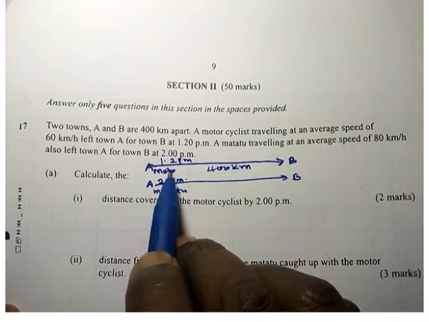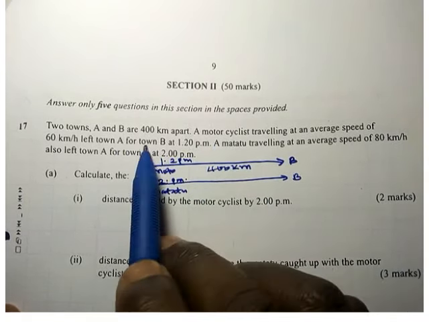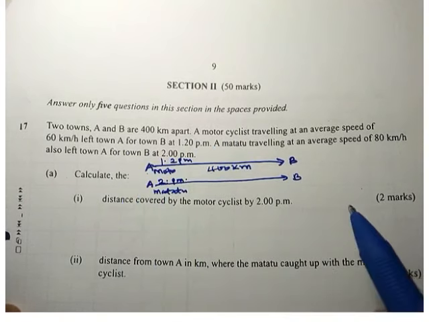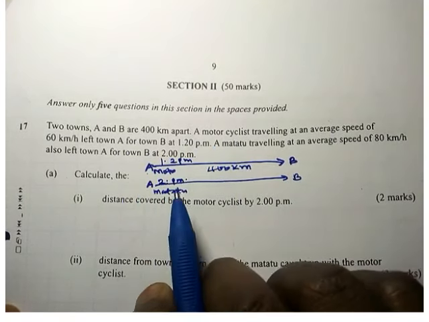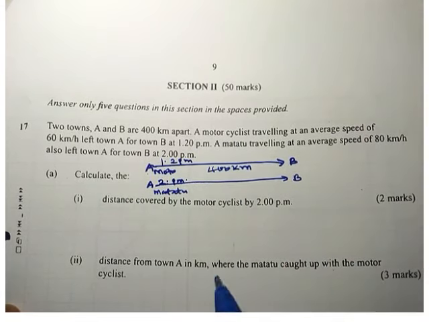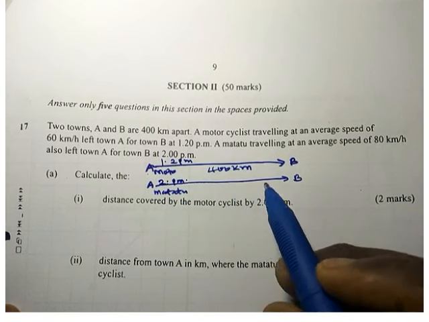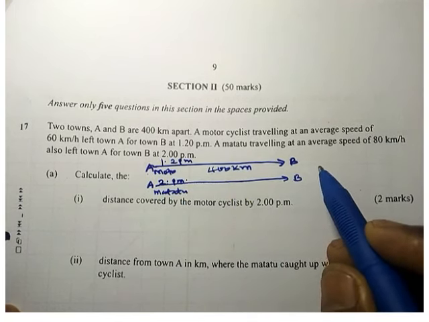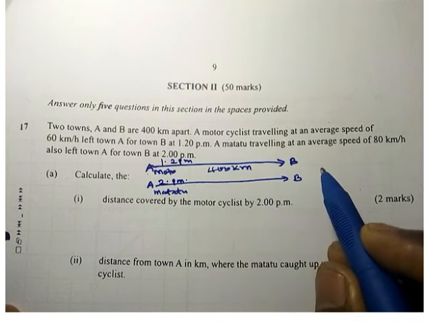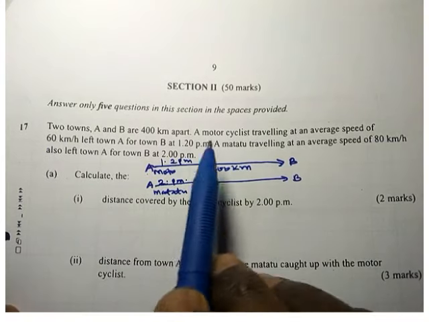When a motorist and a vehicle are moving towards the same direction, they are moving to the same town, like A to B, and we want to get the time they took to overtake each other, we use relative speed. Their relative speed is the subtraction of their speeds, we subtract.